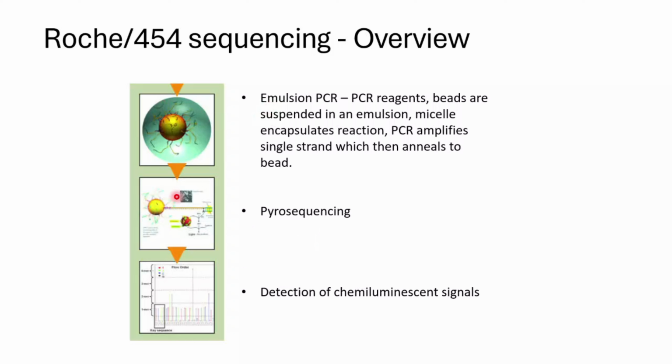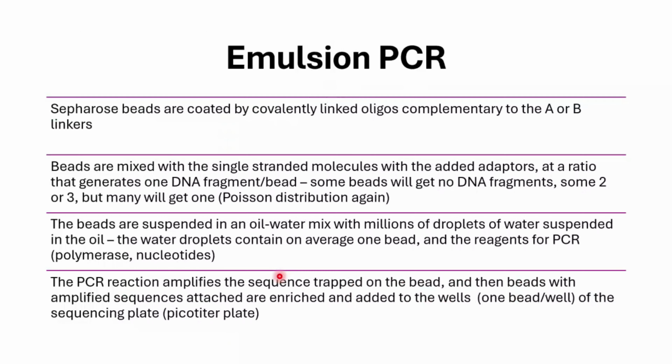Okay, after that, you'll do a step of pyrosequencing. I'll explain this in more detail, and you'll detect the pyrosequencing using a chemiluminescent signal, so light produced from chemical reactions. I just explained this. You can reread it. I just put it here for you. It's basically what emulsion PCR is. The beads are Sepharose beads. You have oligos that are complementary to the A and B linkers, which I just told you are the adapters. They're bound covalently, so they don't move from there.